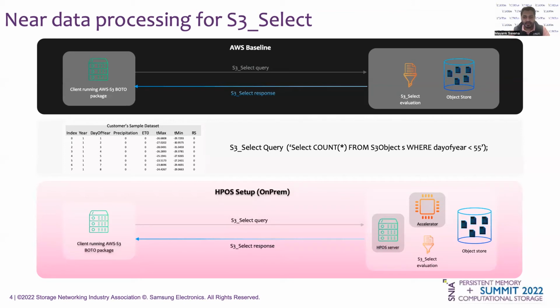In this case, we are using real customers data set. And as mentioned, same client app issues the query to both the object storage in exact same fashion. That is S3 select query out and S3 select response back. And the query used, which is a count query in this case, is shown in the middle as well. Now, let's see the results.